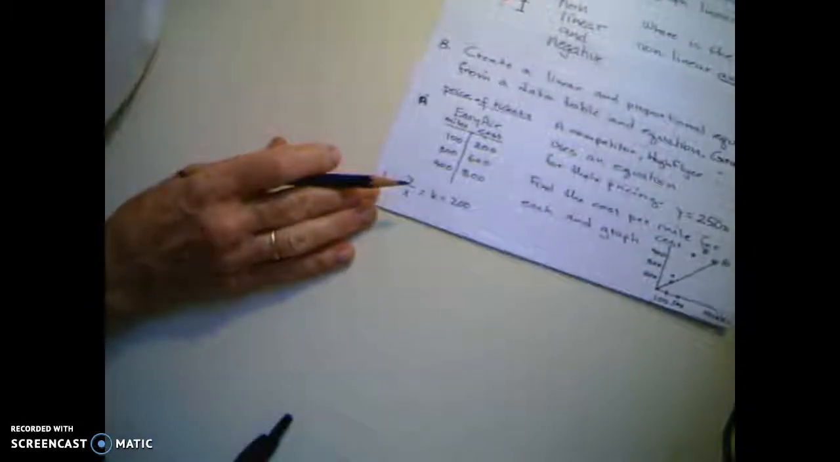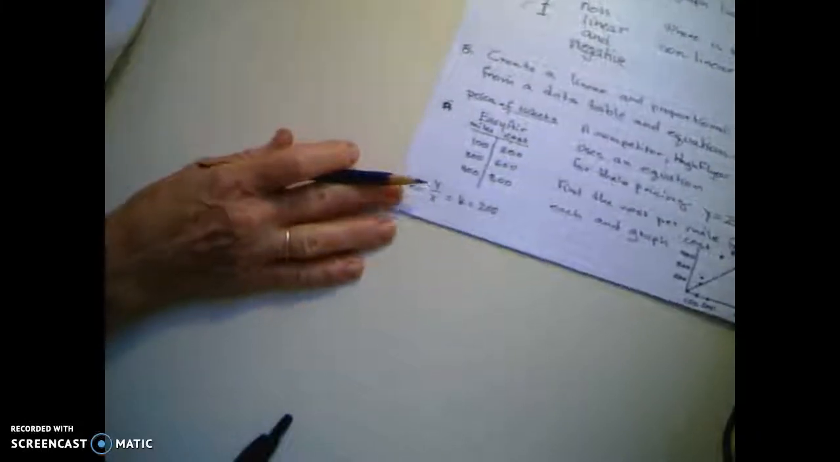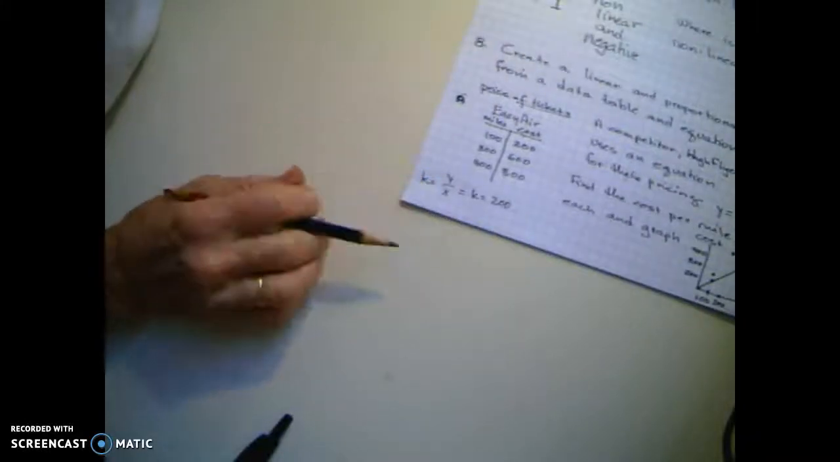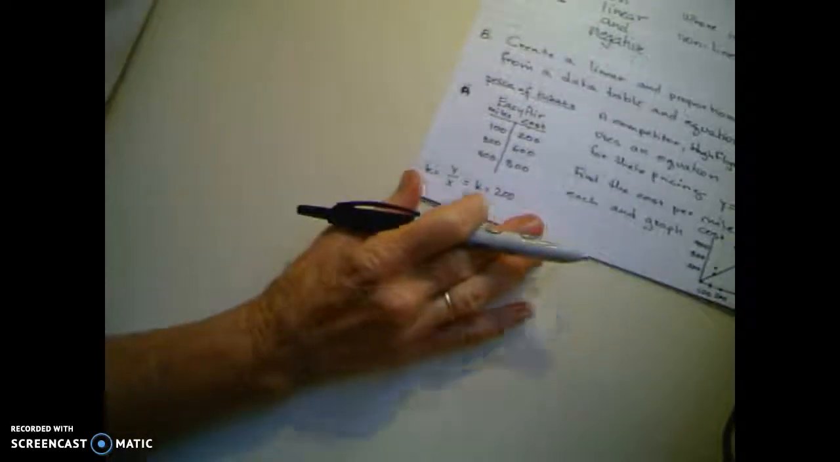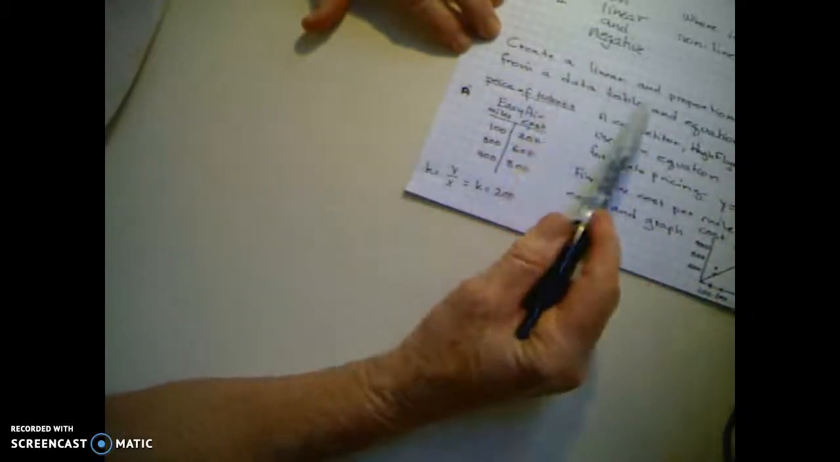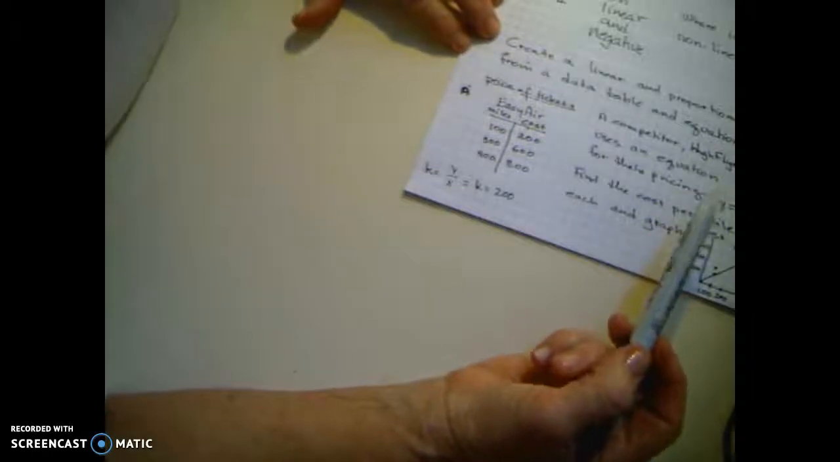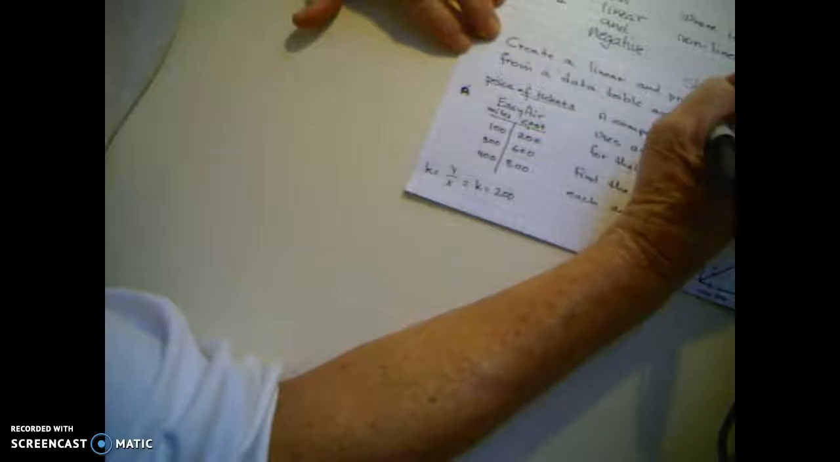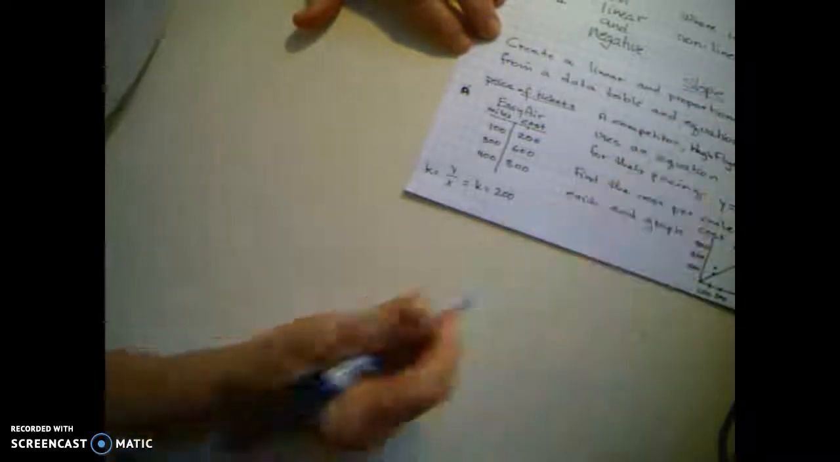Final concept, and then we are all done. In this case, you're given some data about 2 different companies, and the 2 different companies want your business, so we're trying to figure out which one we're giving our business to. I decided to use an airline company, and it wants me to create a linear and proportional equation from data in a table. That sounds scary, but what you're doing, as always, is just finding the slope or the rate of change.